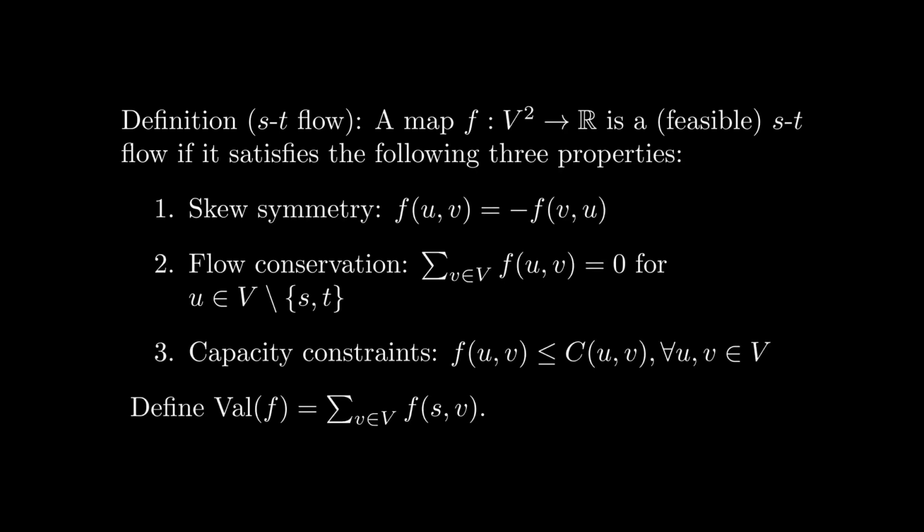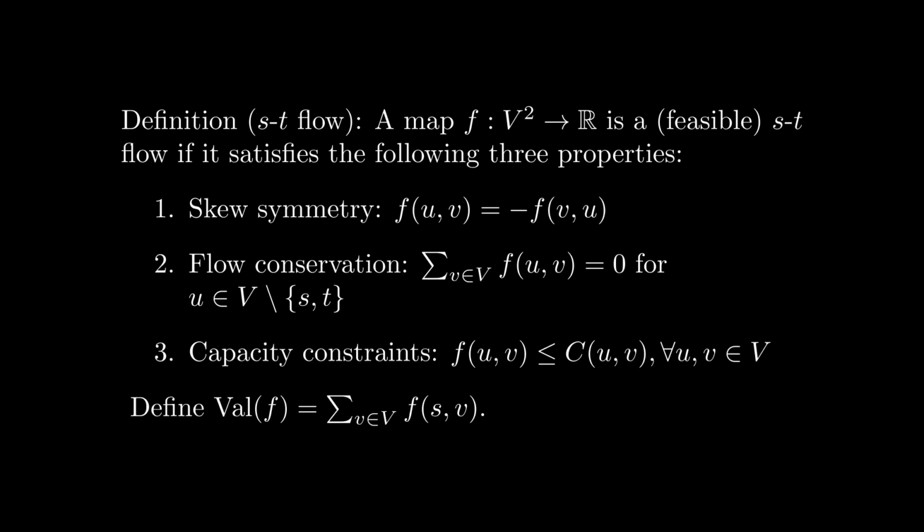An S-T flow is defined as a function f from pairs of vertices to reals which satisfy the following three properties. The first is skew symmetry, which means that swapping the direction of the edge simply negates the flow. Note that we can always assume that if the reverse of a given edge is not in the graph, we can, without loss of generality, add it and set its capacity to be 0.